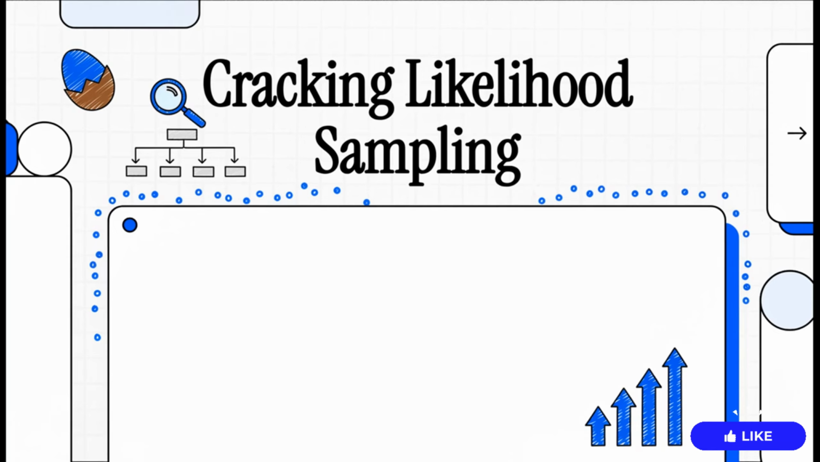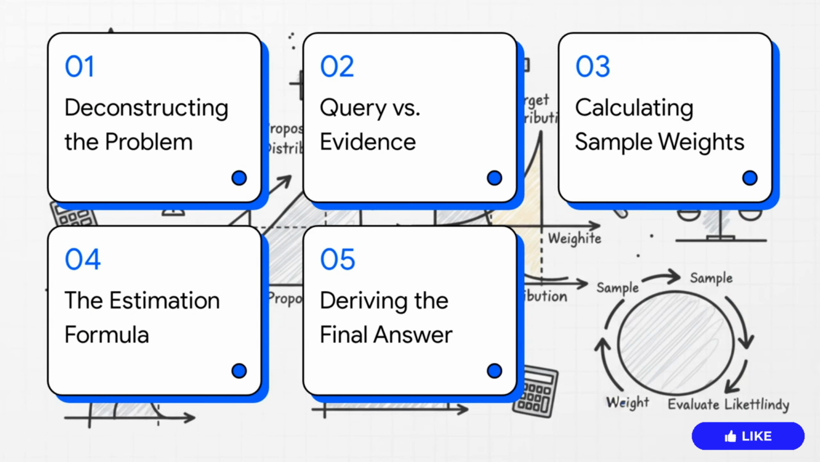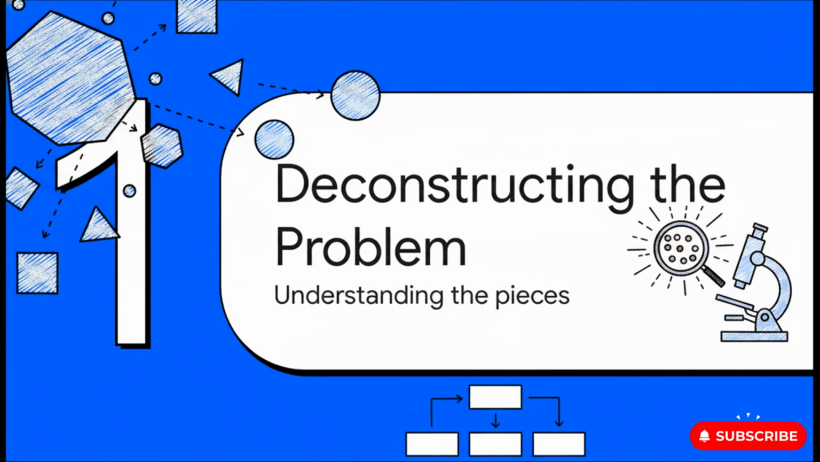We're going to break this whole thing down into 5 super simple, logical steps. By the end, it's all going to click, I promise. So, here's our game plan. We'll start by just taking the problem apart to see what we're working with. Then, we'll figure out what we're asking versus what we already know. After that, we get to the fun part, calculating some weights. We'll pop those into a simple formula and boom, we'll get our final answer. Let's get started. First up, Section 1, deconstructing the problem.